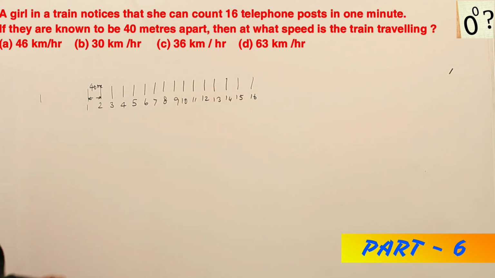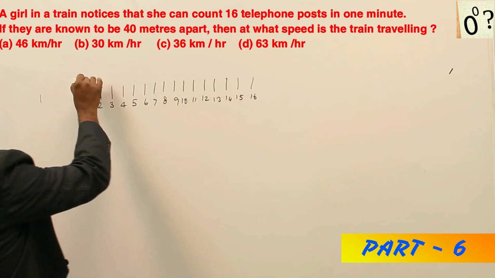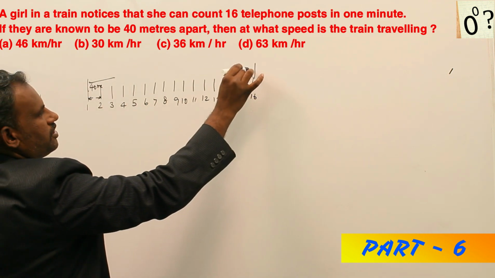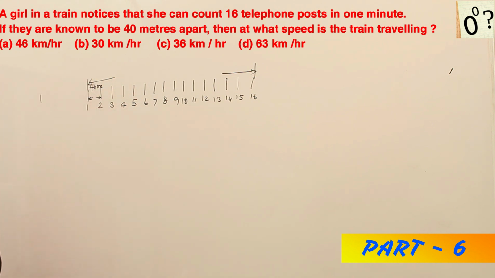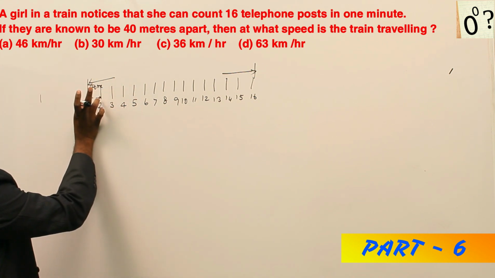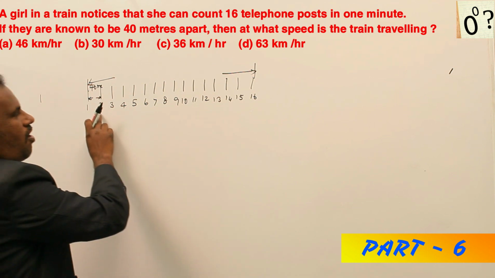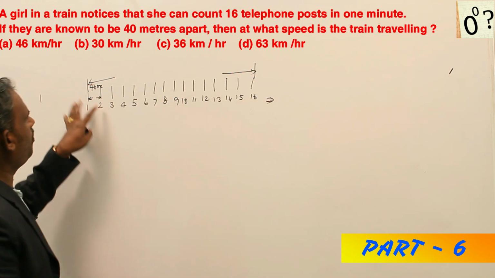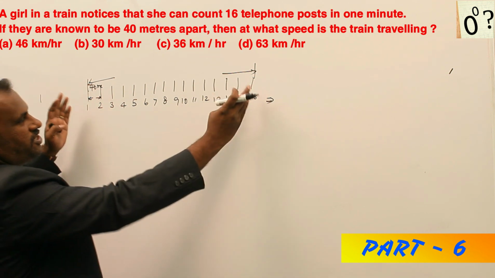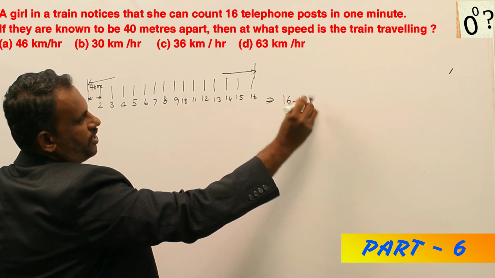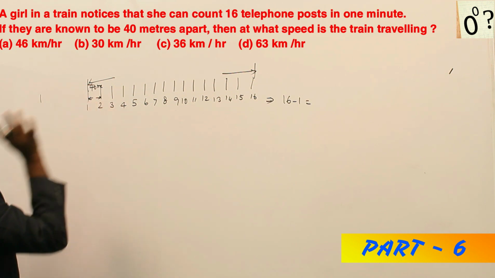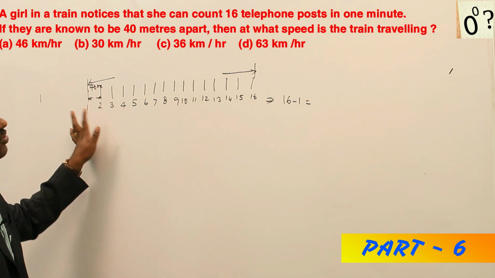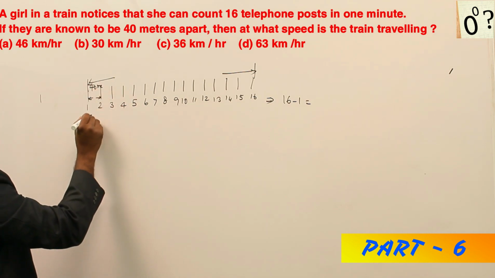So if it is like this, what is the total distance from the starting point to the end point? We have to first calculate the total distance. We know that one post to another post is 40 meters. So for 2 posts it's 40 meters. For 16 posts, it is 16 minus 1 gaps. There is a gap between the first post and the second post, so there is 40 meters between 1 and 2. Like that, this is the first gap.